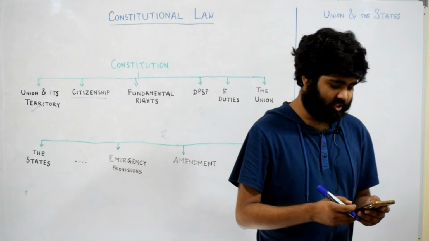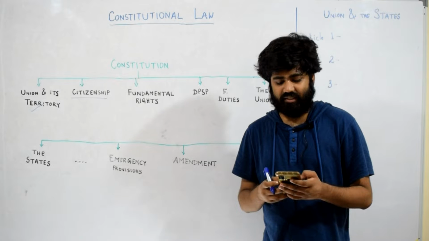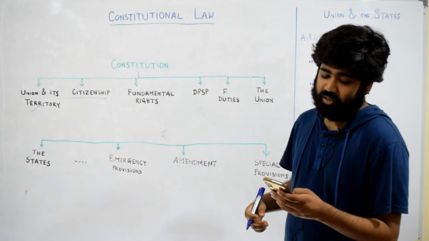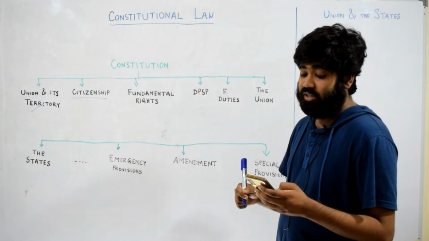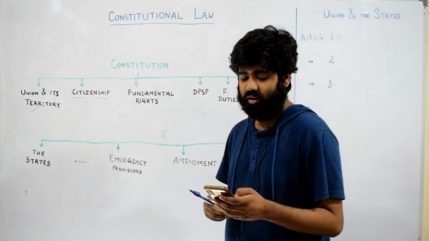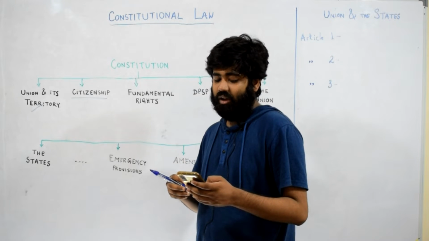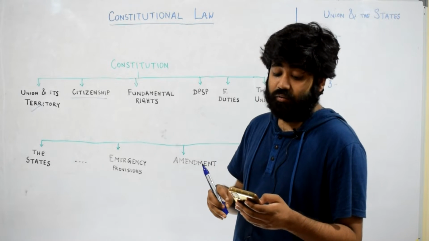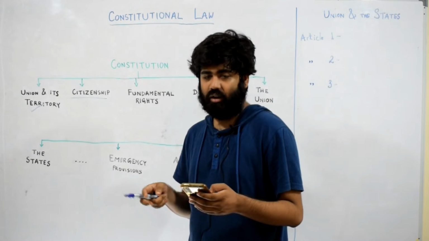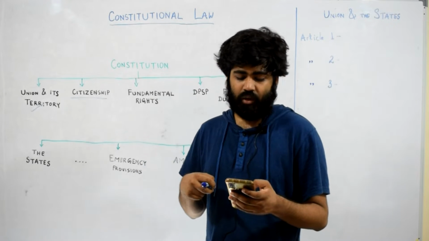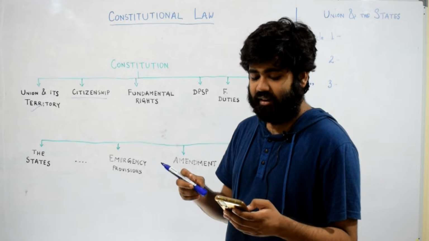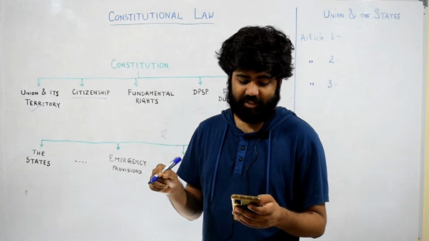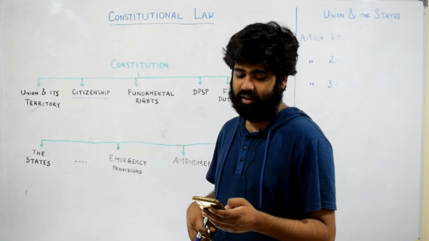For citizenship, Article 5 says: at the commencement of this Constitution, every person who has his domicile in the territory of India, and A, who was born in the territory of India, or B, either of whose parents was born in the territory of India, or C, who has been ordinarily resident in the territory of India for not less than 5 years immediately preceding such commencement, shall be a citizen of India.